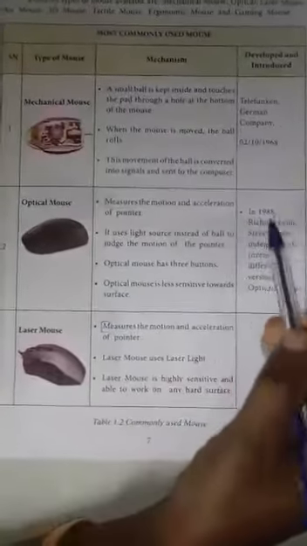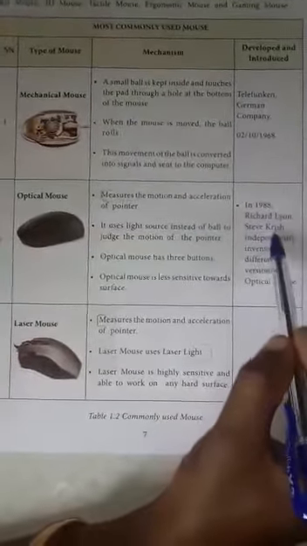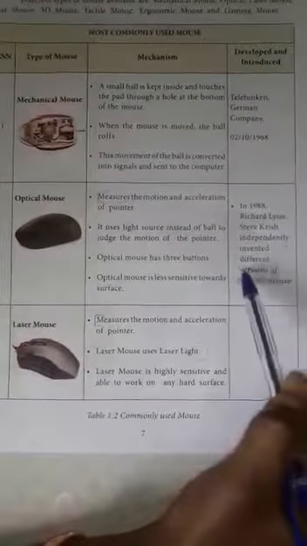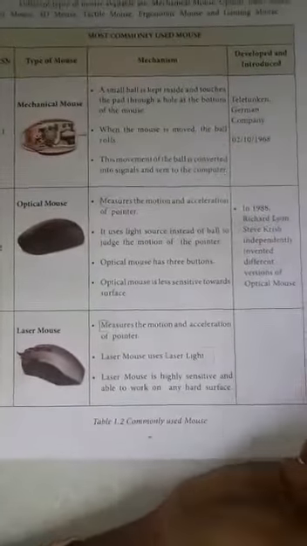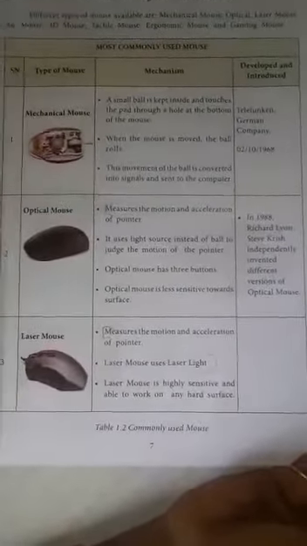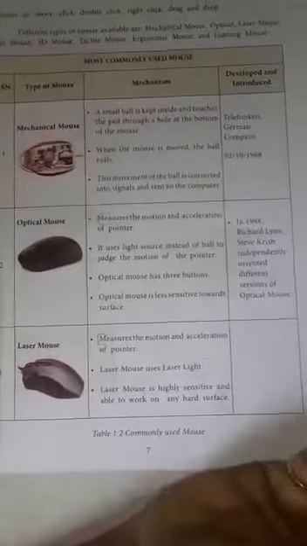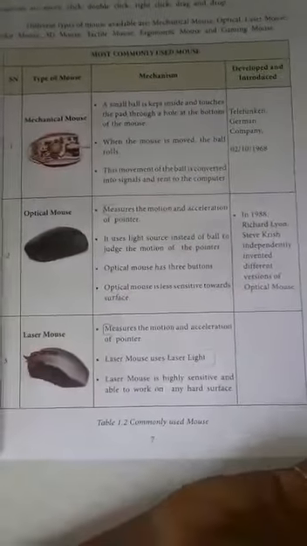Who is the developer? In 1988, Richard Leon and Steve Grish independently invented different versions of the optical mouse. Richard Leon invented one version, and Steve Grish invented another version of the optical mouse.